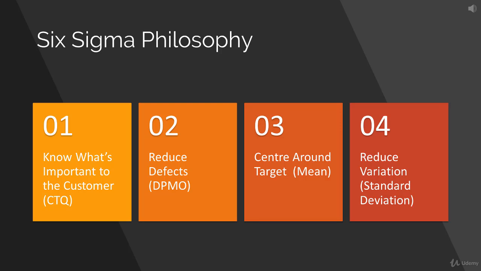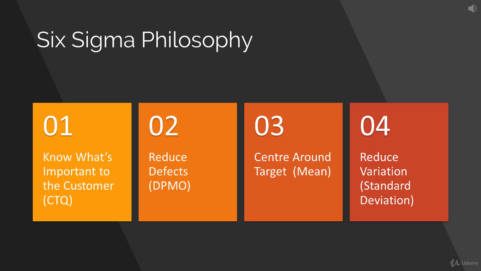The third philosophy of Six Sigma is center around the target or center around the mean. So, if we go back to the same example of the pilot landing on the strip, the pilot is always attempting to land at the center of the strip. Even though pilot has a lot of flexibility to move around, land anywhere on the strip, but the attempt of the pilot is to land at the center of the strip.